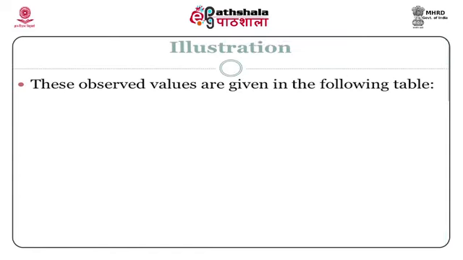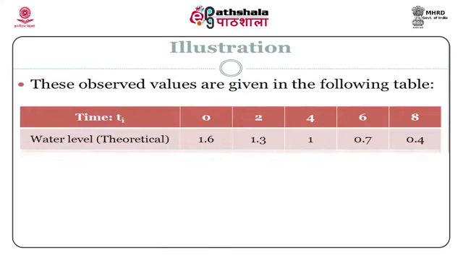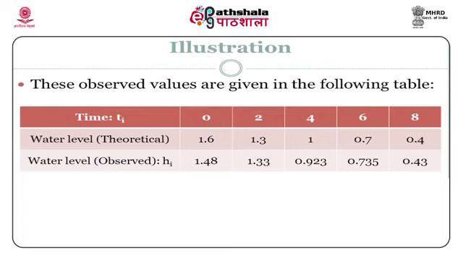Theoretically, the process says that the initial water level is 1.6 meters and the water is flowing out at the rate of 0.15 cubic meter per minute, and the cross sectional area is equal to 1. Therefore the height of the water level h(t) can be considered as 1.6 minus 0.15 t. So we have got, theoretically, a linear relationship between the time and the height.